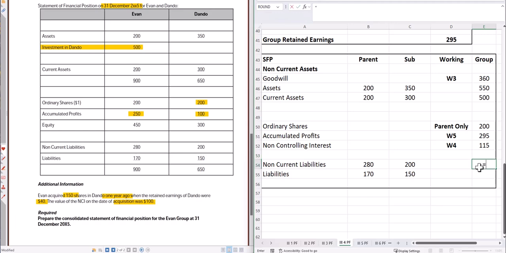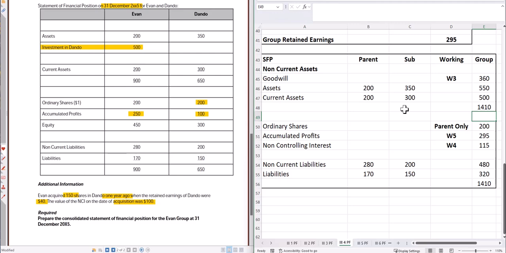Add across the liabilities. And hopefully when we add this all up, it will add up and balance. So all of this comes to 1410, and all of this also comes to 1410. So there we have it, a statement of financial position, including some post-acquisition profit.